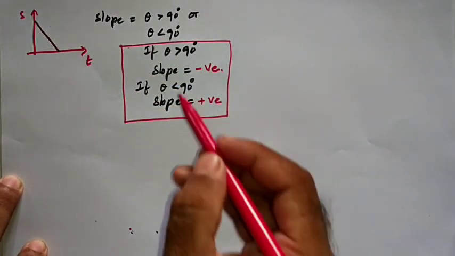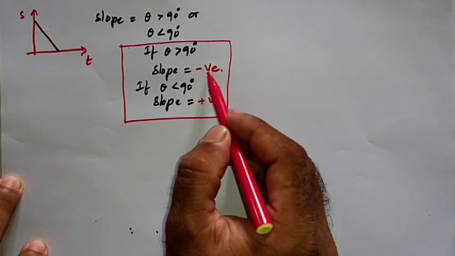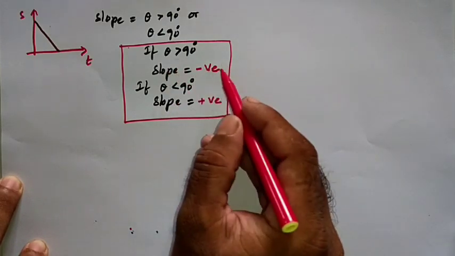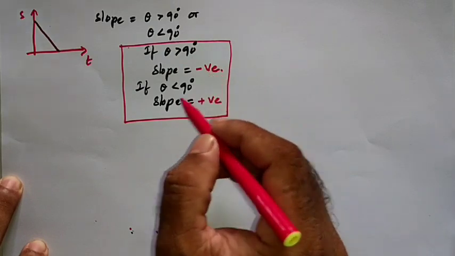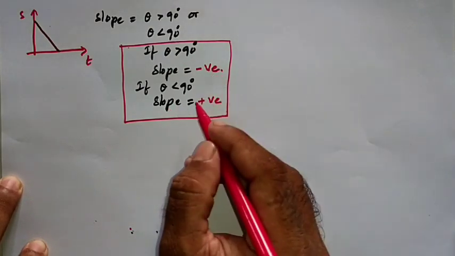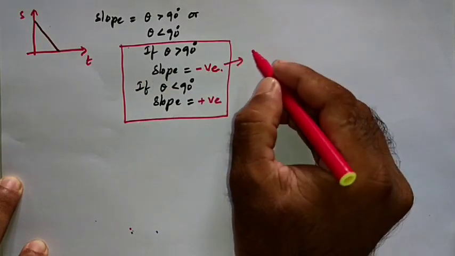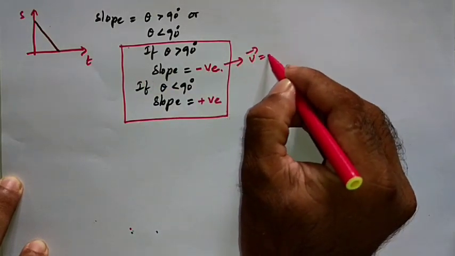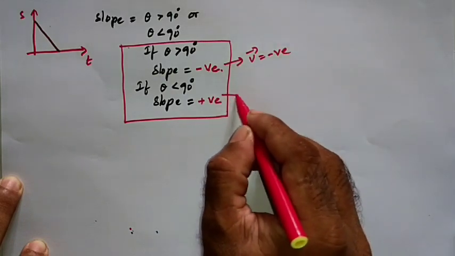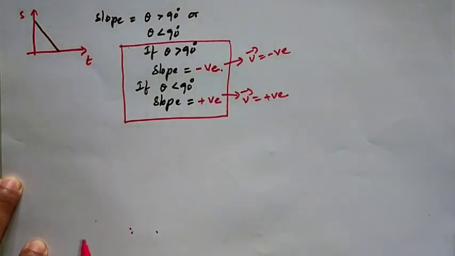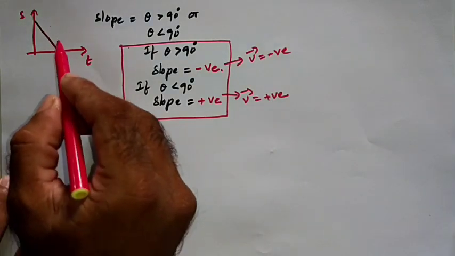If slope is negative, velocity is negative, because slope is nothing but the velocity. If slope is positive, velocity is positive. What does it imply? Negative slope implies that velocity is negative, and positive slope implies that velocity is positive. Understood everyone?